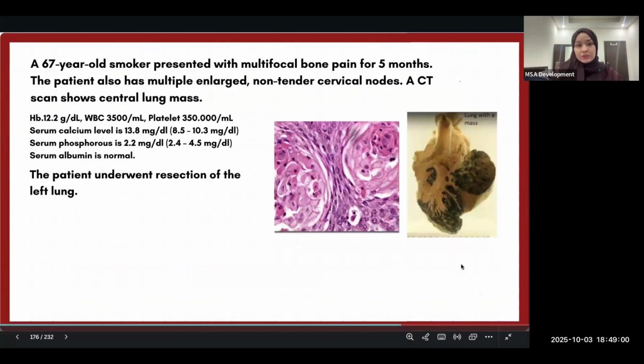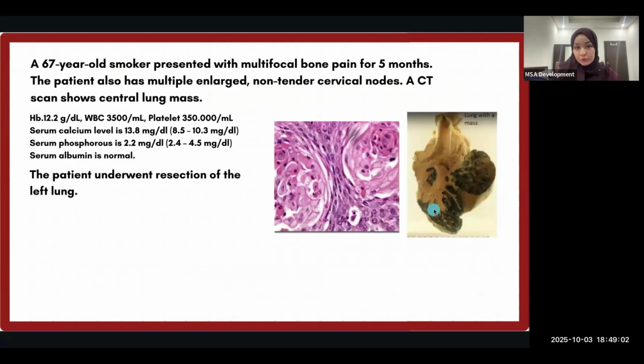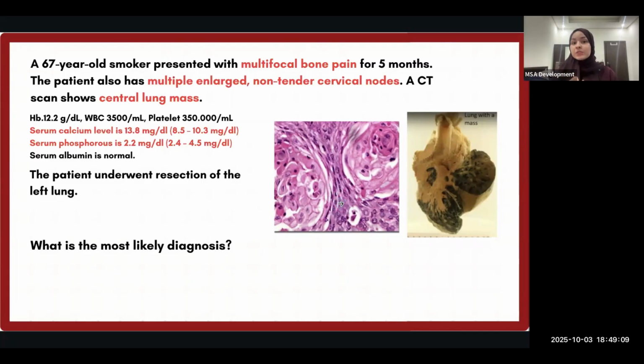So here we have a 67-year-old smoker. Oops, sorry. Was there red? Yeah. Okay. Smoker presented with multifocal bone pain for 5 months.